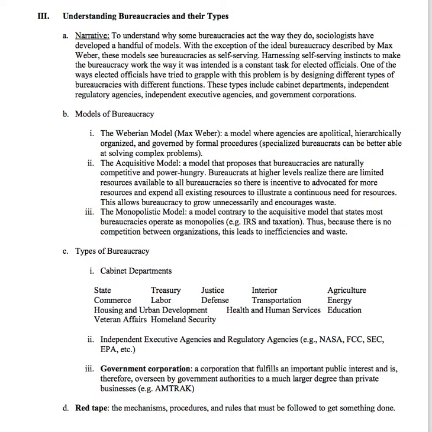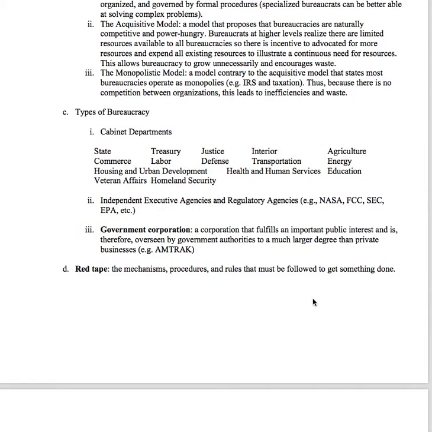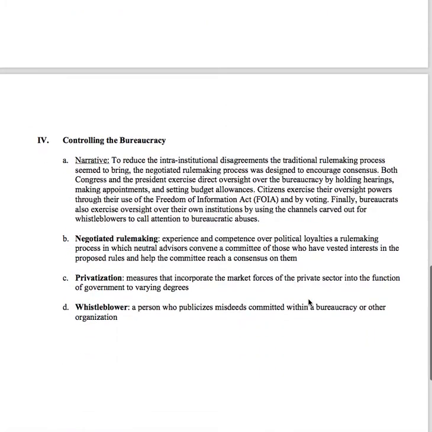There are also independent executive agencies and regulatory agencies, things like the EPA, NASA, FCC, and the SEC, the Securities and Exchange Commission. And then lastly, there are government corporations, corporations that fulfill an important public interest and are therefore overseen by government authorities to a much larger degree than private organizations or businesses. A good example of that is Amtrak, the train transportation system. No matter what, when you've got bureaucracies, you're going to deal with red tape. What's red tape? The mechanisms, procedures, and rules that must be followed to get something done. To get something done, you have to cut through a lot of red tape. There are a lot of procedures and rules you have to take care of.